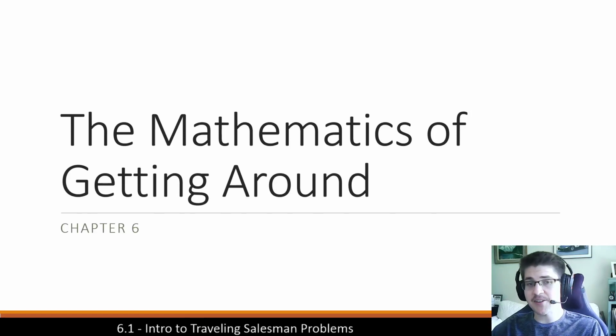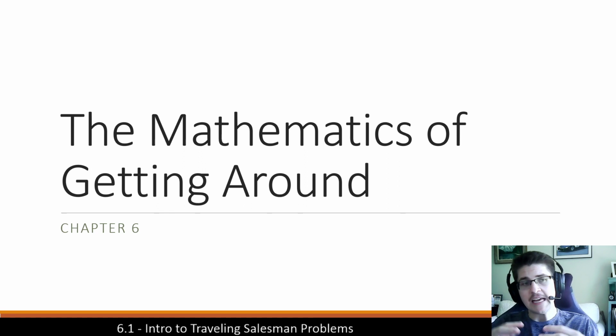Chapter 6 has a lot of similarities to Chapter 5 and also some differences. In this chapter, we're going to be dealing with what are called traveling salesman problems or touring problems, but in a lot of the same ways, we'll be using graphs and talking about circuits and paths. So let's get right into it.